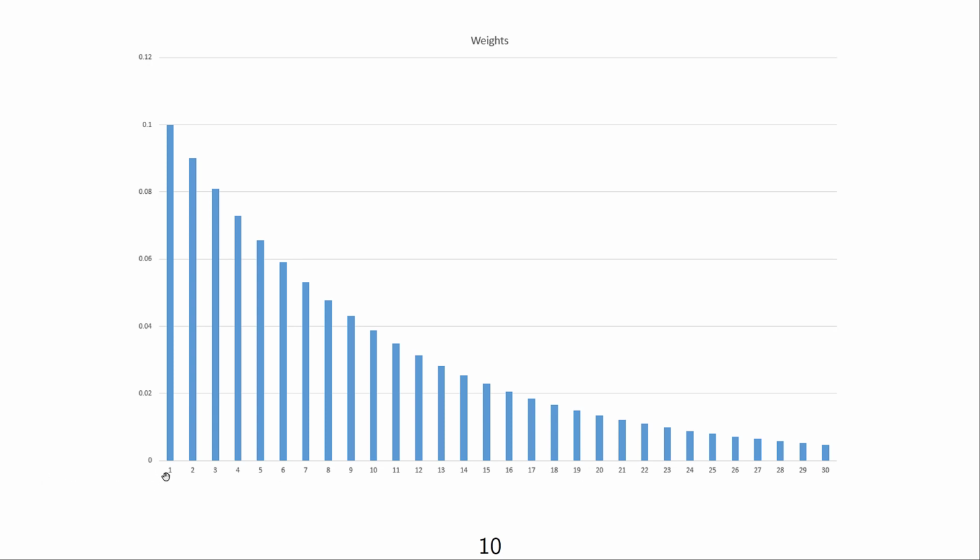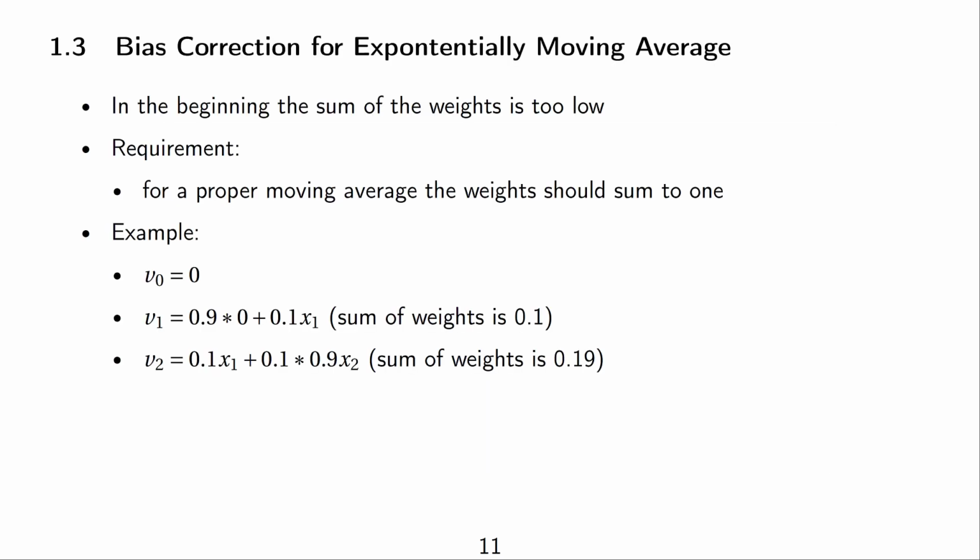So this is just a plot of how the weights of the individual temperatures would look. The most recent or current one would be weighted by 0.1. The one in the previous time step would have this weight, and so on and so forth. And you can see that this forms an exponential function. Also, the weights never really drop off to 0, so all the values in the time series will all contribute to the exponentially weighted average somehow.